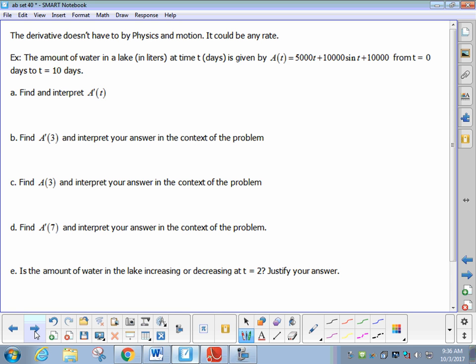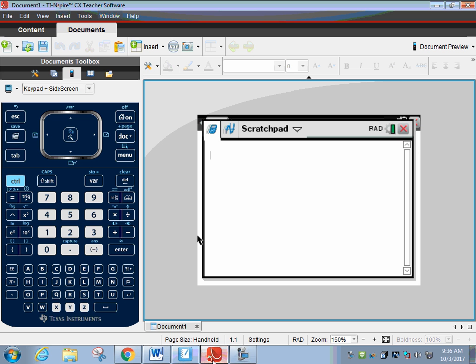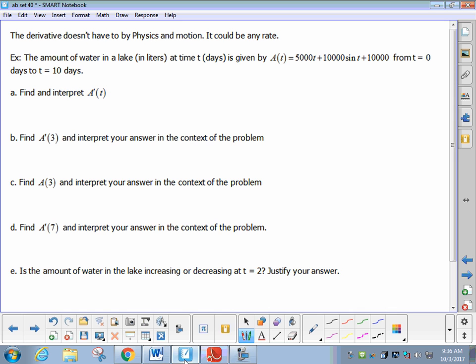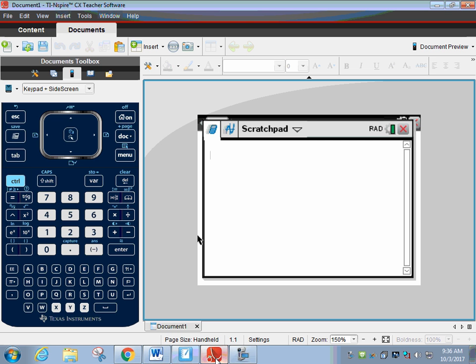So the amount of water in your lake is measured as that function, where amount of water is measured in liters and time is in days. Would you please, because this is a multi-part problem, you're going to need this, put that function into your calculator? 5,000 t plus 10,000 sine t plus 10,000.